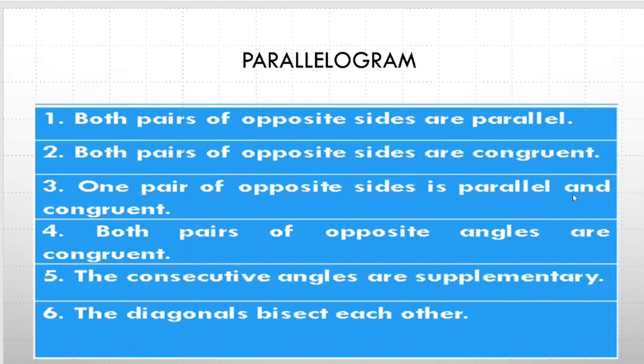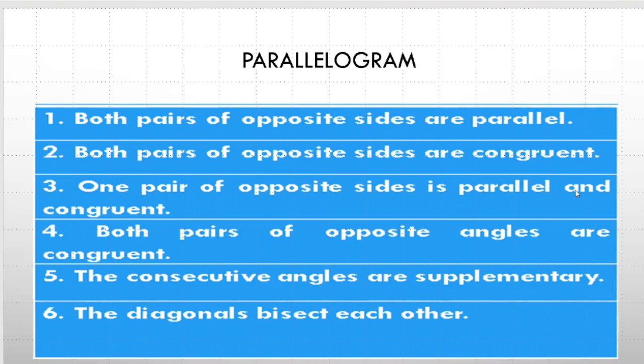So those are: both pairs of opposite sides are parallel; both pairs of opposite sides are congruent, therefore dapat they have the same shape and same size; and one pair of opposite sides is parallel and congruent. So we have proved the first and the second on the properties of our parallelogram.